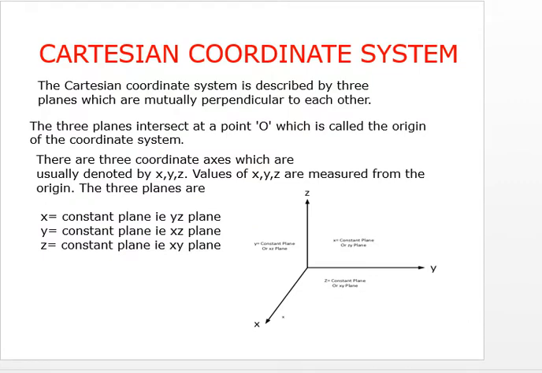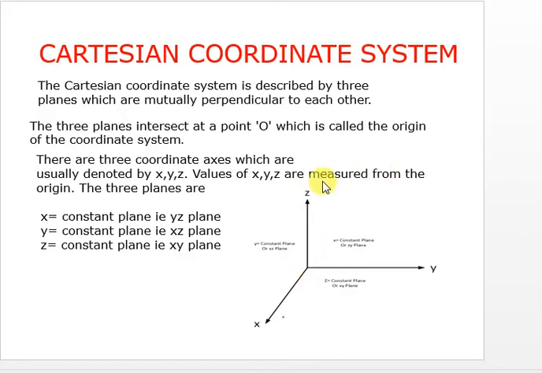The Cartesian coordinate system is described by three planes which are mutually perpendicular to each other. The three planes intersect at a point O, which is called the origin of the coordinate system. Basically, this is the point O, where the three planes intersect each other. There are three coordinate axes which are usually denoted by x-axis, y-axis and z-axis. This is x-axis, this is y-axis and this is z-axis. And the values along these axes are measured from the origin.